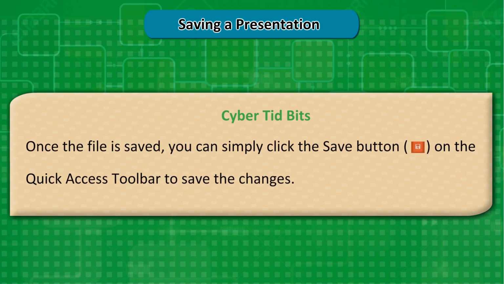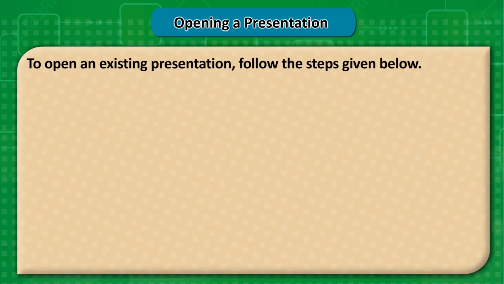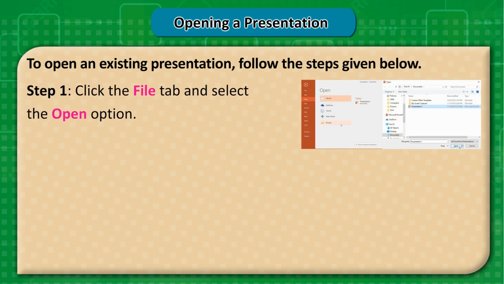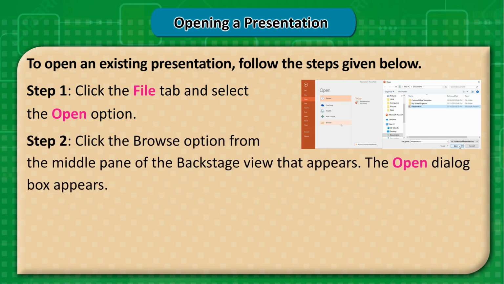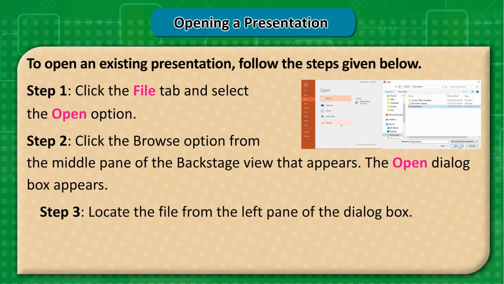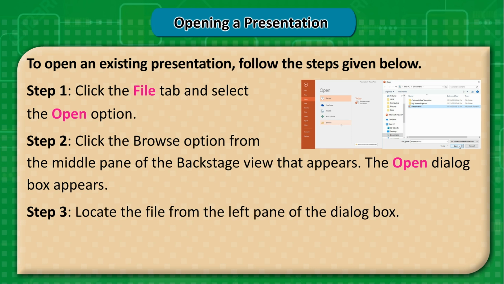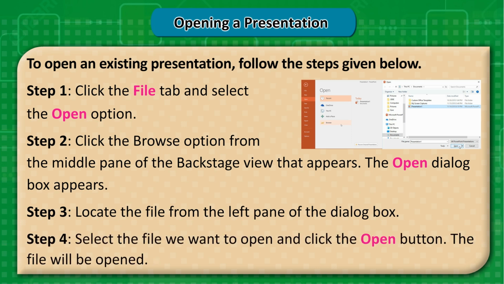Cyber Tidbits. Once the file is saved, you can simply click the Save button on the Quick Access toolbar to save the changes. Opening a presentation. To open an existing presentation, follow the steps given below. Step 1. Click the File tab and select the Open option. Step 2. Click the Browse option from the middle pane of the Backstage view that appears. The Open dialog box appears. Step 3. Locate the file from the left pane of the dialog box. Step 4. Select the file we want to open and click the Open button. The file will be opened.